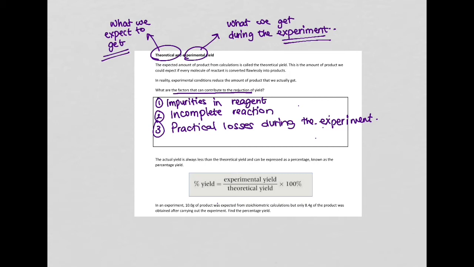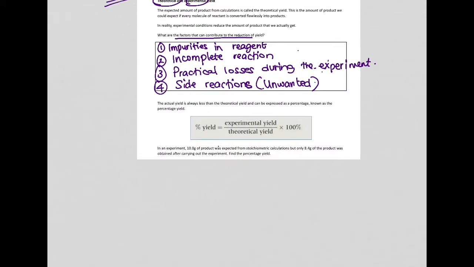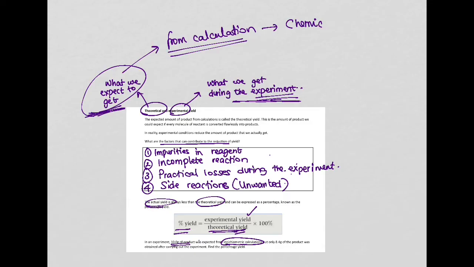Another factor is practical losses that occur during the experiment. For example, let's say you're pouring or filtering the product. During filtration, you can have some of the product that is lost. Or if it's in a powder form, some of it can get lost as you're pouring it. Another factor is side reactions. These are unwanted reactions that compete with the desired reaction. So the actual yield is normally always less than the theoretical yield.